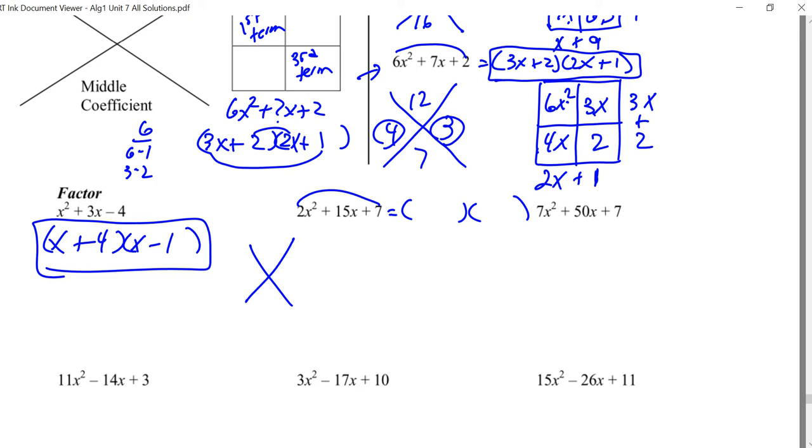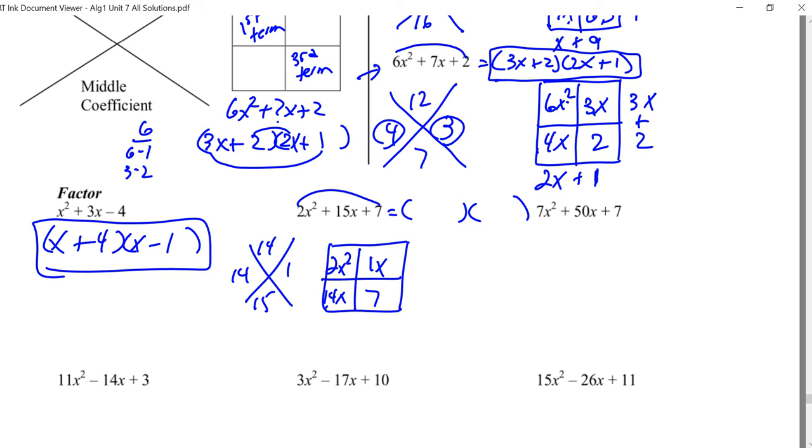So we form the x. 2 times 7 is 14. Put the 15 in the bottom. So what are the factors of 14 that give me 15? 14 and 1. Now I make the box. 2x squared goes in the top corner. 7 goes in the bottom right-hand corner. 14 and an x and 1 and an x.